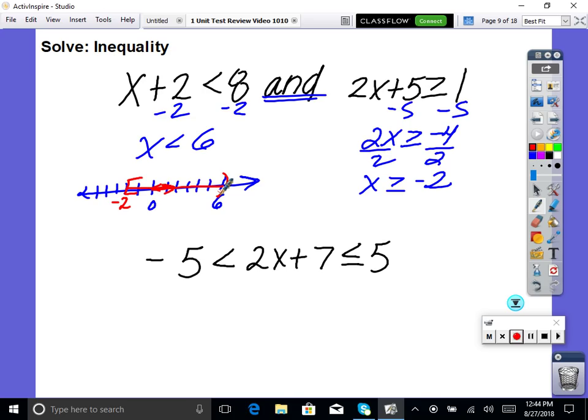Not including. So it's the intersection. This is the only places they intersect. Right in here. So all of those are solutions. Make sure you use brackets and parentheses accordingly.